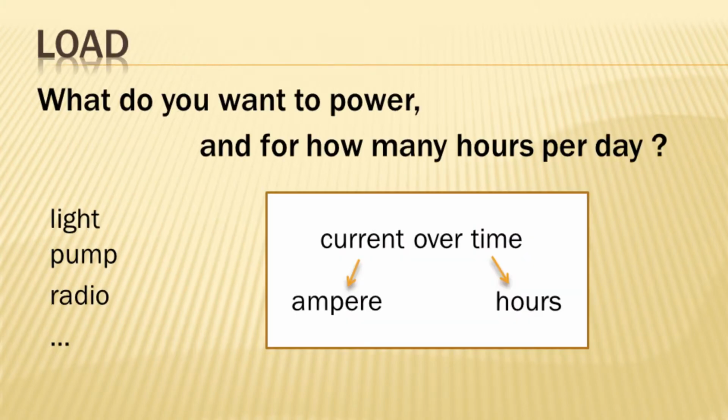First, the load. So what do you want to power and for how many hours per day? The load can be a light, a pump, a radio or whatever. Anything you can imagine. And what we need to find out regarding the load is current over time, or in other words, amp hours. How much current does the load draw in one day?